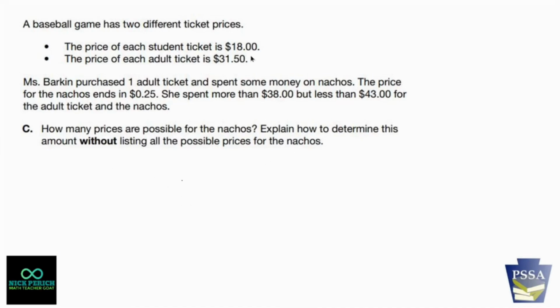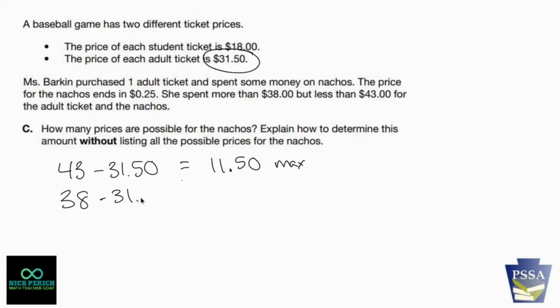All right. Well, she spends $31.50 on the ticket. She spent a total of between $38 and $43. So if we get rid of the 31.50, the maximum amount that she could have spent is 43 minus 31.50. According to our calculator, that gives her wiggle room of $11.50. That's the maximum. The minimum is 38 minus 31.50, and that gives us $6.50 minimum.